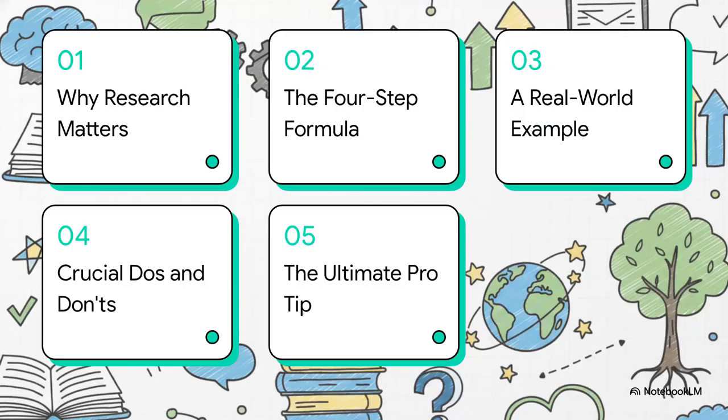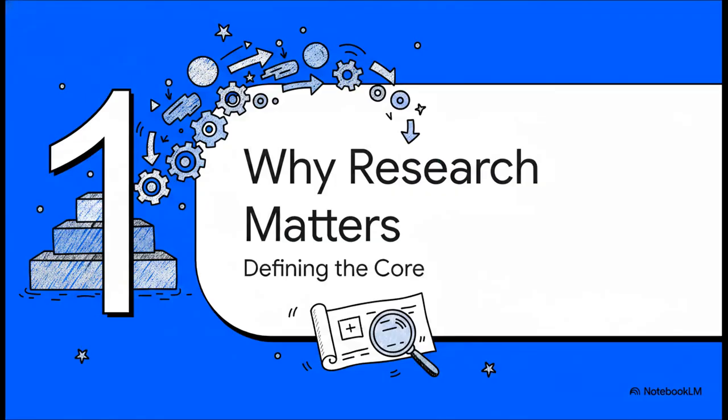So, here's our game plan. First, why your research matters. Second, the 4-step formula. Third, a real-world example. Fourth, crucial do's and don'ts. And finally, number 5, the ultimate pro tip. Let's get into it. Okay, let's dive into this.